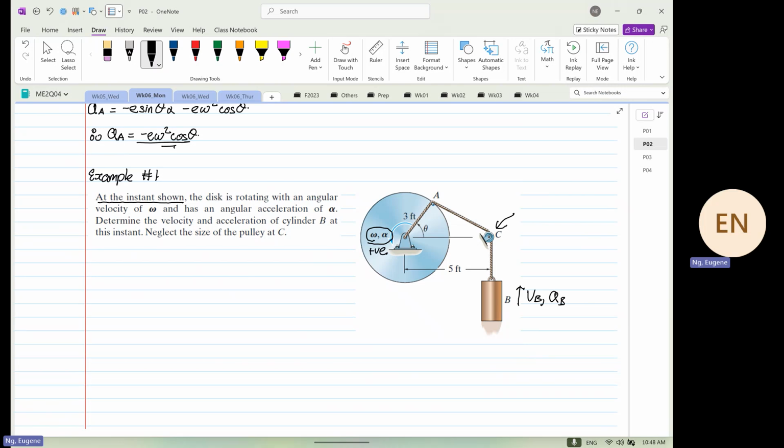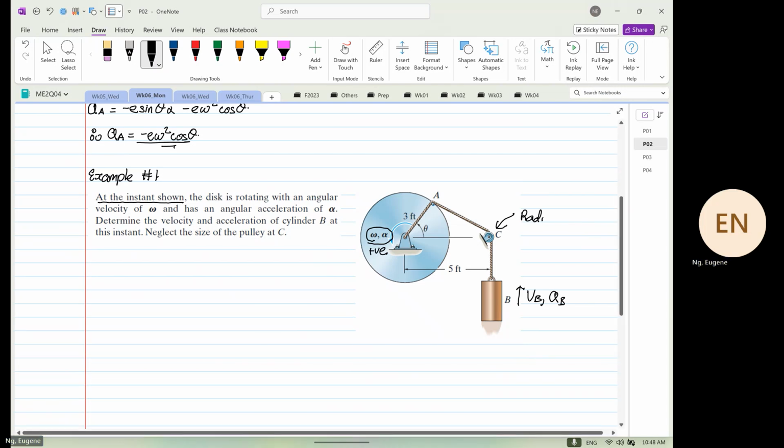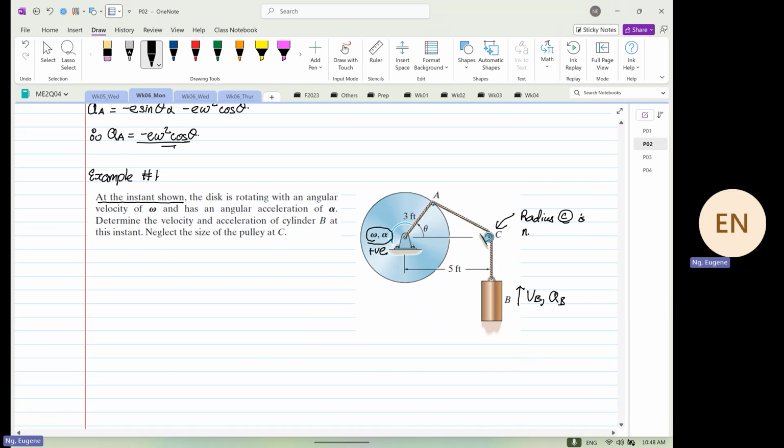So what we can see over here is that we know the radius at point C is what? Okay, it is neglected.